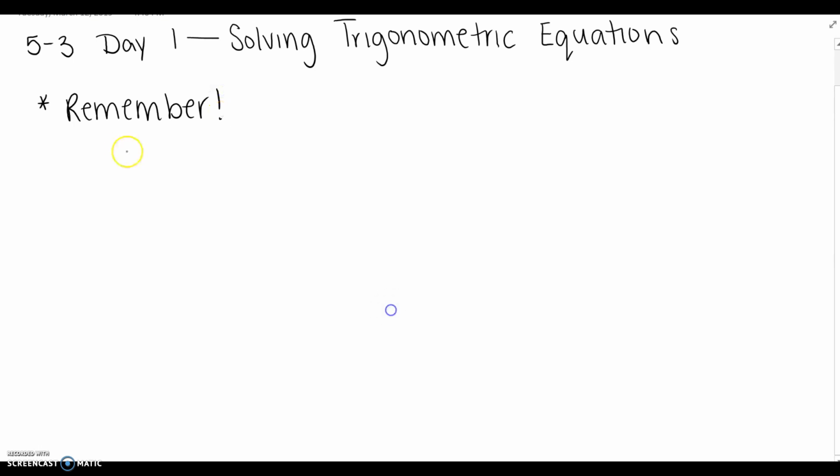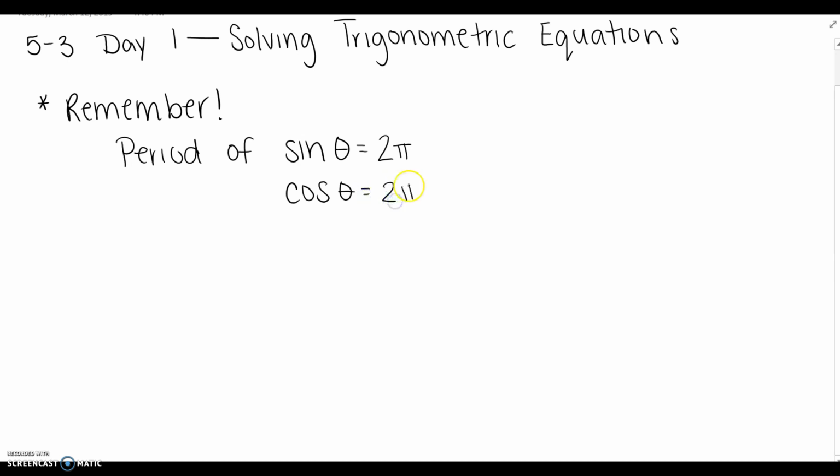You need to remember the periods of sine, cosine, and tangent. So remember, sine has a period of 2 pi. The cosine has a period of 2 pi as well, which means cosecant and secant also have periods of 2 pi. So remember, we're just reminiscing about their graphs. And then tangent of theta has a period of just pi. So cotangent does as well.